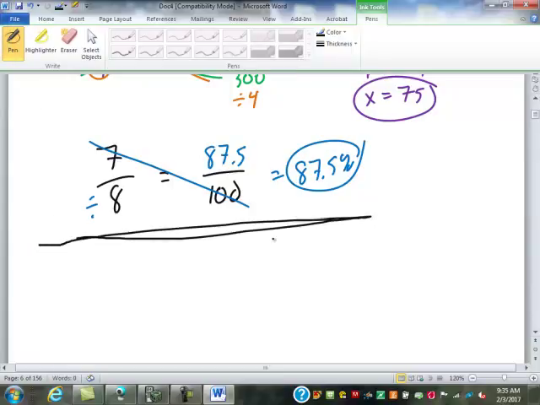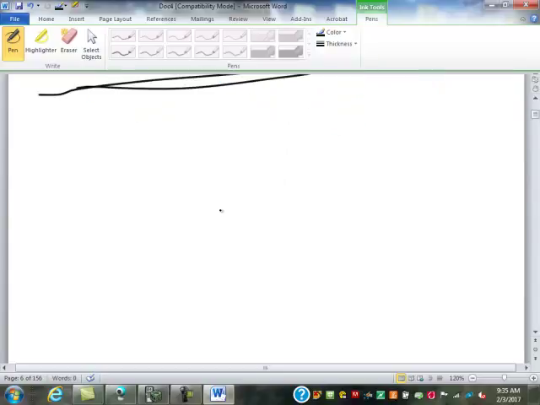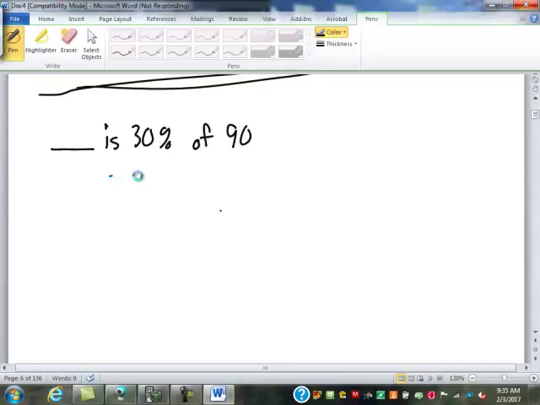This concept here, this way of setting it up, actually leads us into how we solve our basic percent problems. Let's say we ask you to, let's just say, blank is 30% of 90. To solve these problems, we always start with the percent, 30%, which is 30 out of 100.